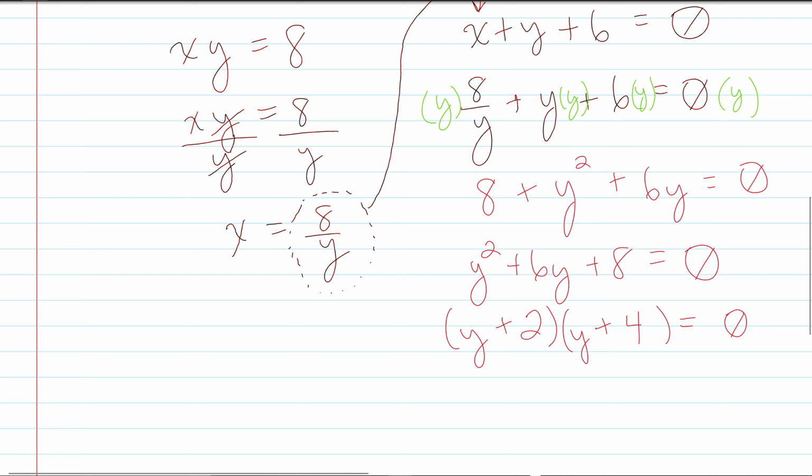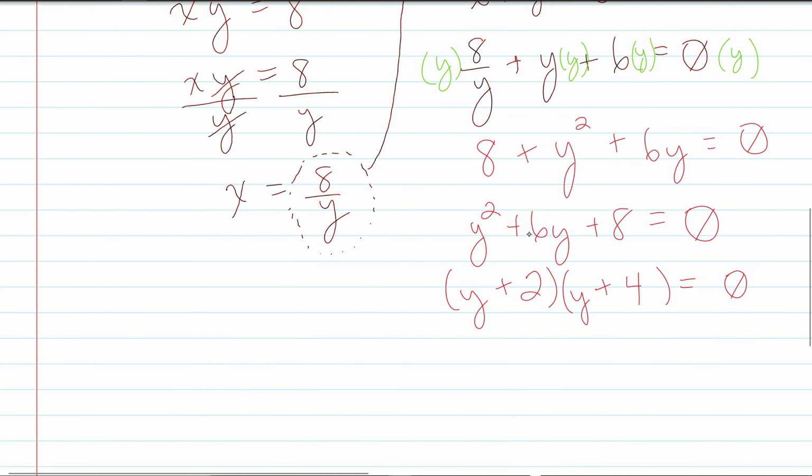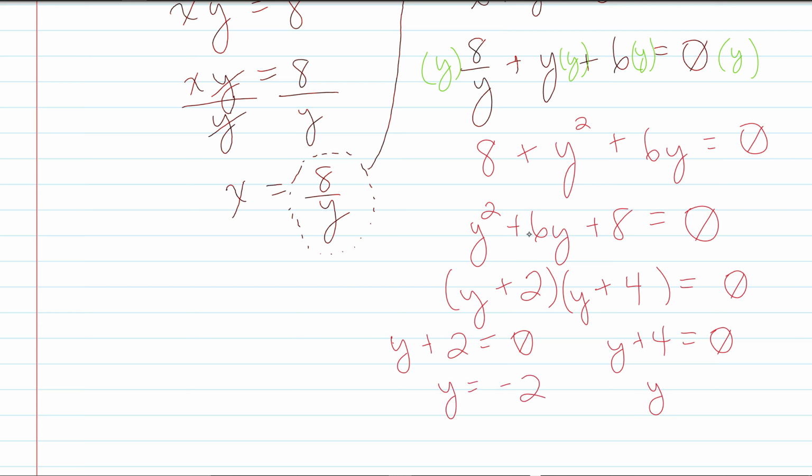The next thing we need to do is apply the zero factor property. So we say y plus 2 equals 0 and y plus 4 equals 0. Then just solving those resulting equations, we get y equals negative 2 and y equals negative 4.